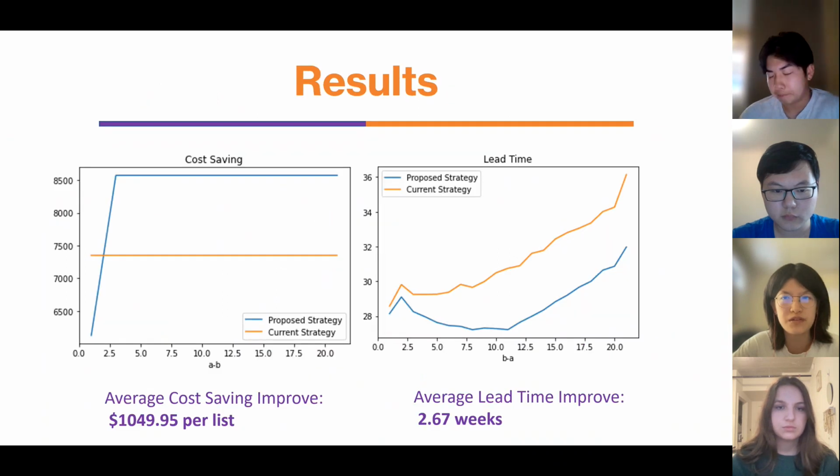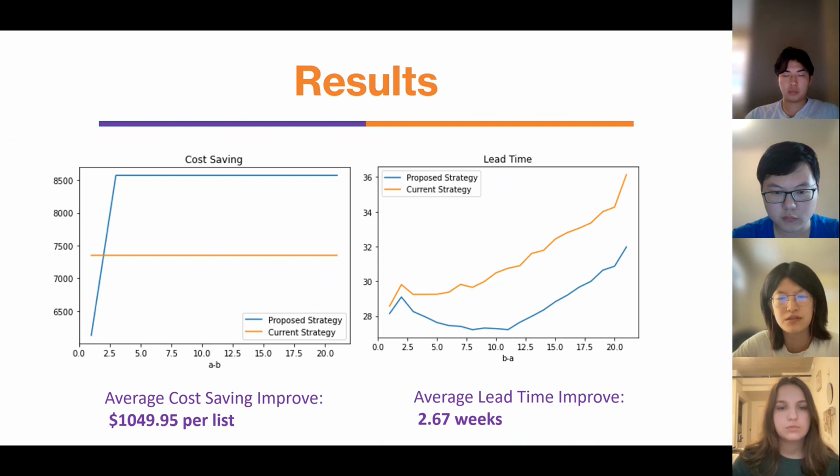So our result, as you can see in two graphs, the orange one is the current strategy and the blue line is our proposed strategy. So we have 1,049.9 average cost saving improved per list and a 2.67 weeks average lead time improved.